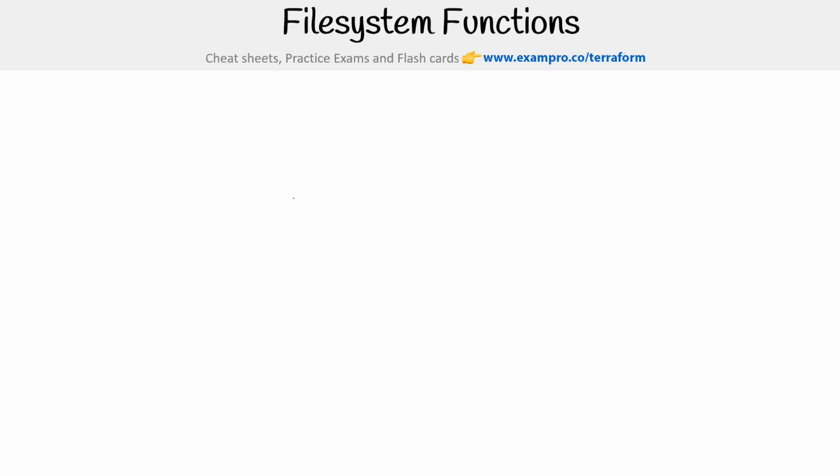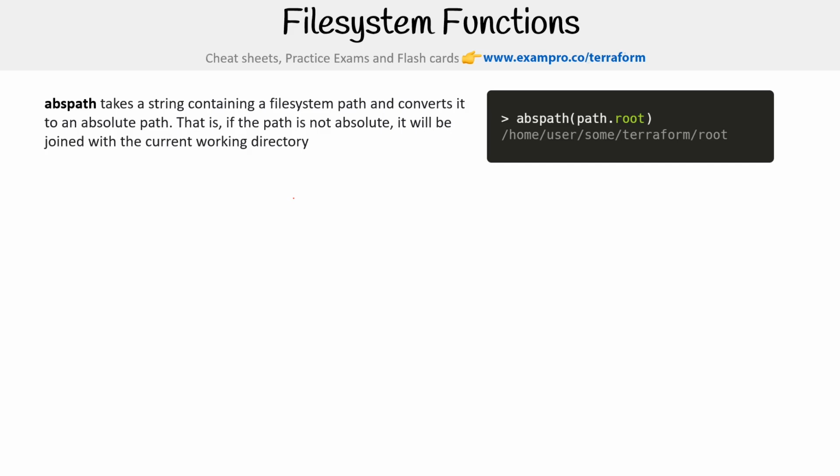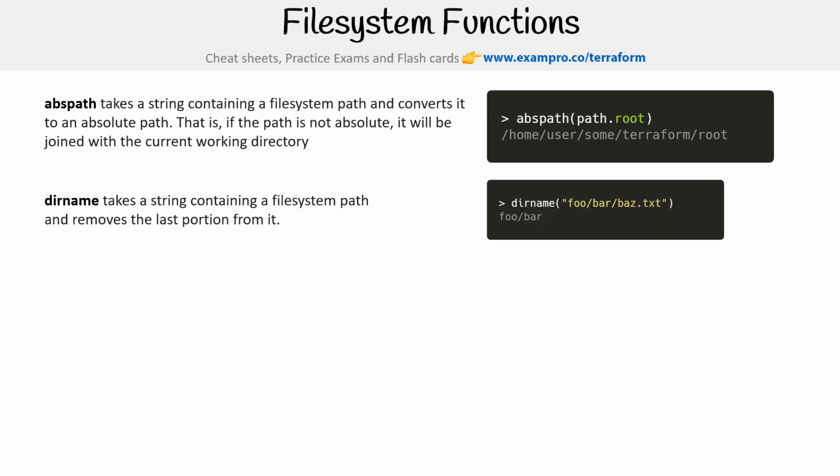We're taking a look here at file system functions. So this has everything to do with the file system. So the first is absolute path. So the idea is you give it something that's relative and it's going to give you something absolute.